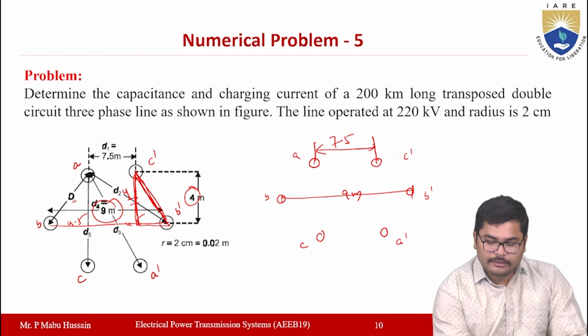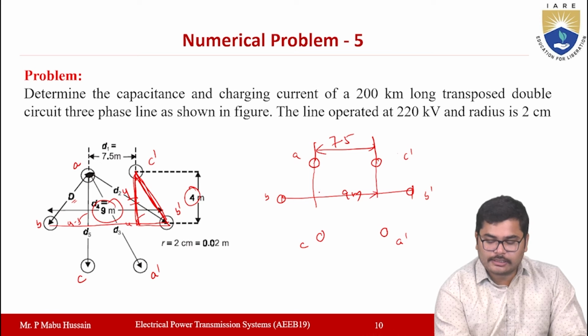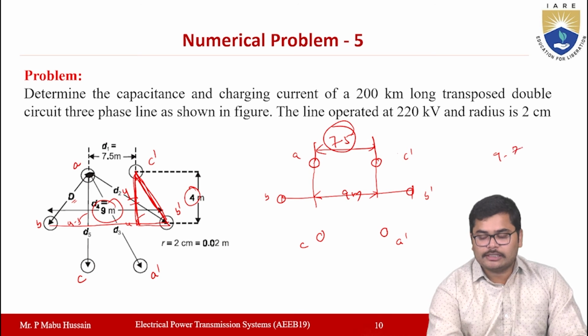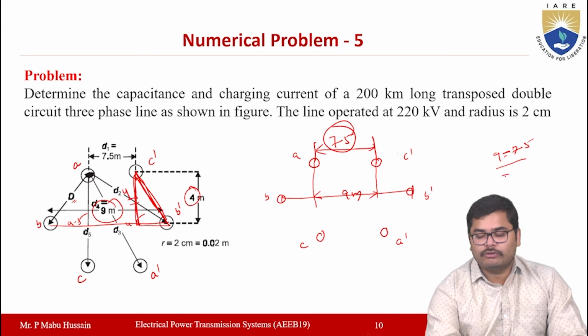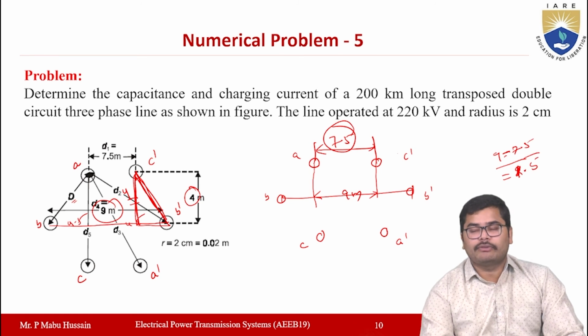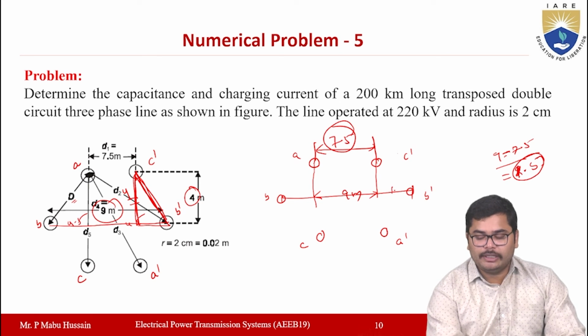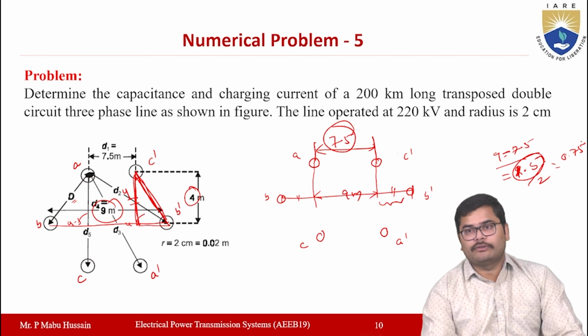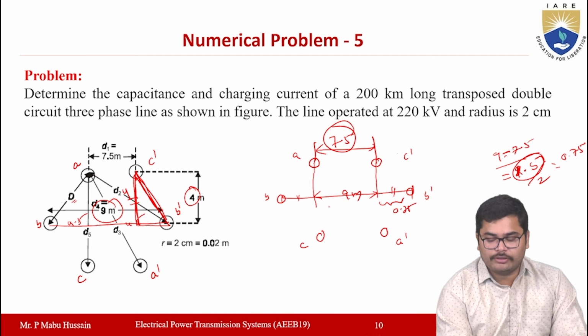So this distance from here to here is 7.5. Now 9 minus 7.5, what you will get is 1.5. This 1.5 is this value plus this value, so half of it will be this value, which is 0.75. So this value is 0.75 and this value is also 0.75.